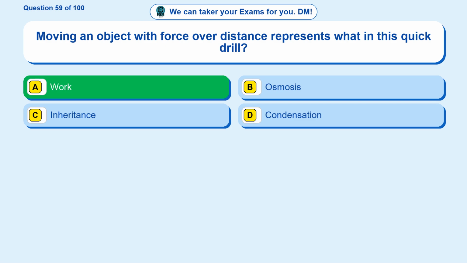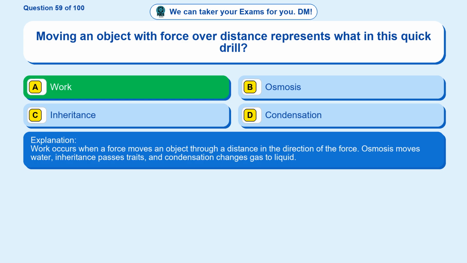The correct answer is option A, work. Work occurs when a force moves an object through a distance in the direction of the force. Osmosis moves water, inheritance passes traits, and condensation changes gas to liquid.